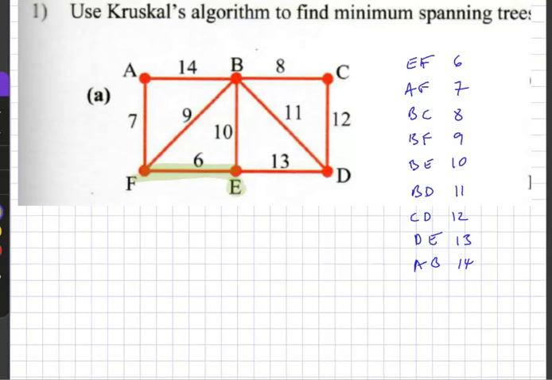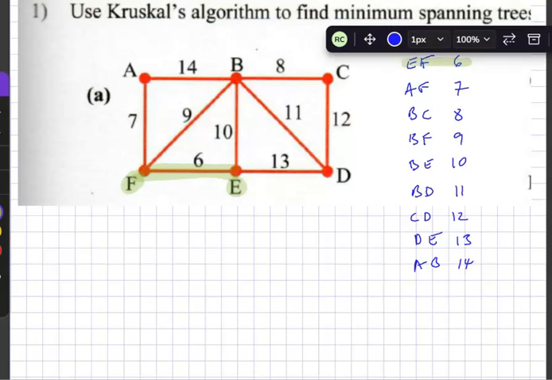Right, okay, there's E to F. And we're going to actually just color in E to F. So E and F are now in this spanning tree. And A, B, C, and D are yet to be connected. So we've got E, F.